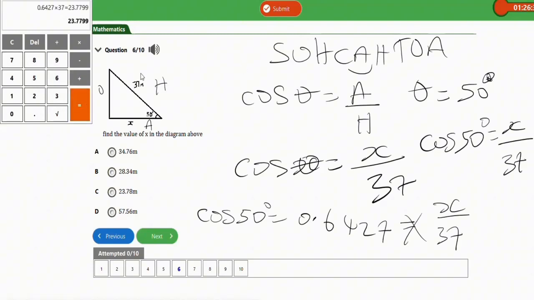So we have the output to be 23.7799. If you are leaving it to two decimal places, the correct option will be 23.78 meter. So that's the value of x in the question in the diagram above. Alright, so that's it for this question.